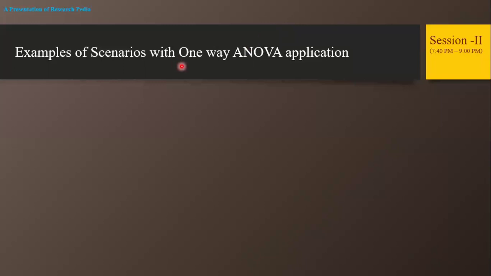All right, we start from here. I was discussing examples of scenarios with one-way ANOVA application, because if your data is normal and equality of variance is assumed, you are likely to use one-way ANOVA for comparisons of more than two groups. So, what are the examples? How would we understand that this scenario requires the testing of one-way ANOVA?